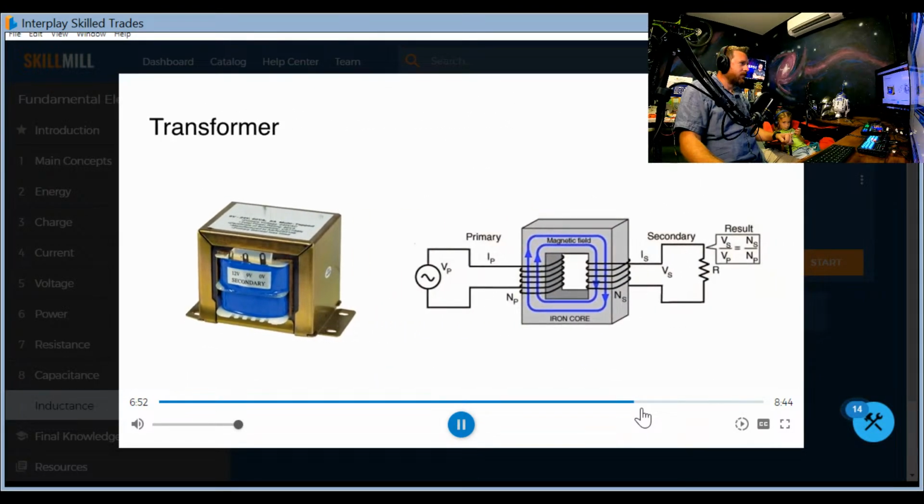Transformers use inductance to create or induce a voltage and current.